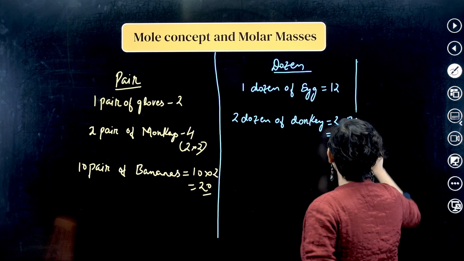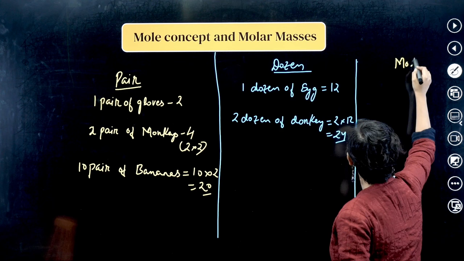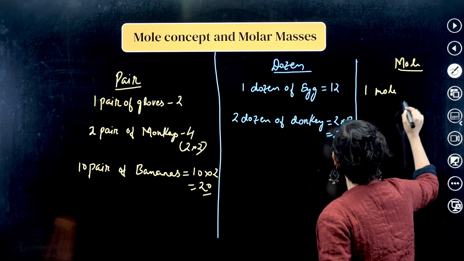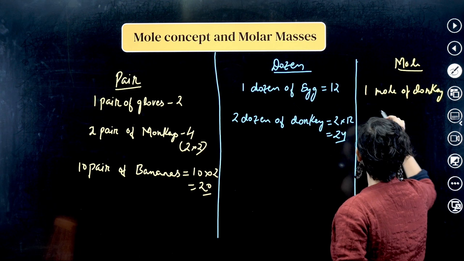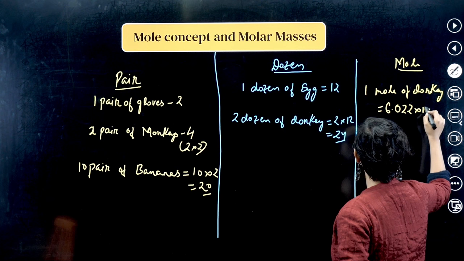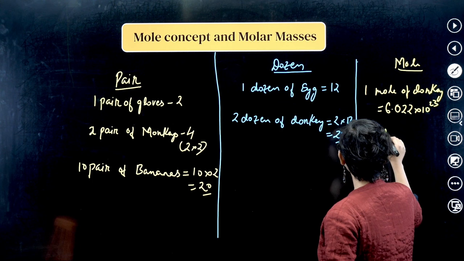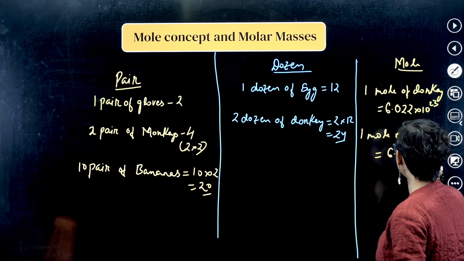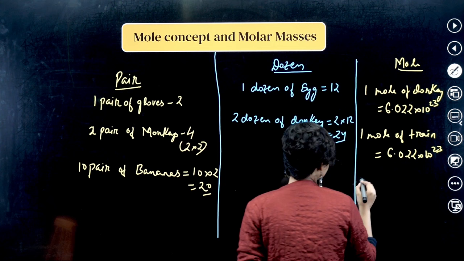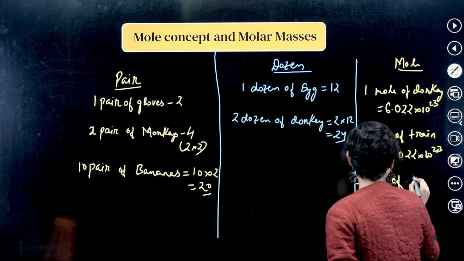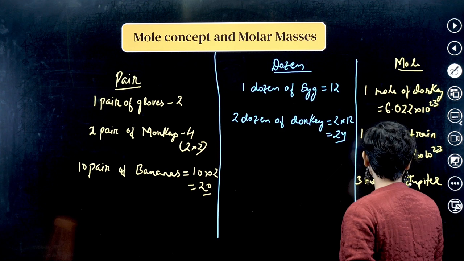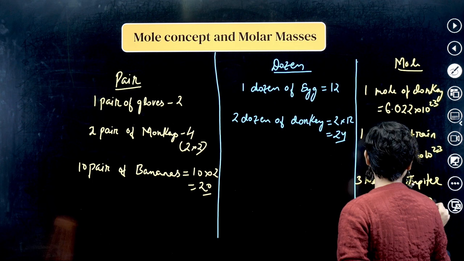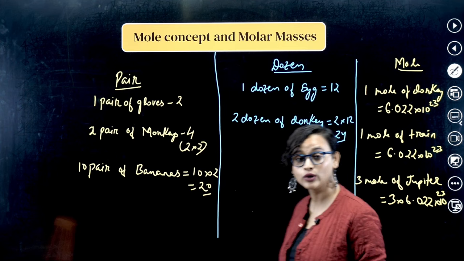Exactly my point. Now tell me, what exactly is a mole? When I say one mole of donkeys, the number is 6.022 into 10 to the power 23 donkeys. If I say one mole of trains, it means again 6.022 into 10 to the power 23. Now if I say three moles of Jupiter, the planet, it means 3 into 6.022 into 10 to the power 23. You get my point?